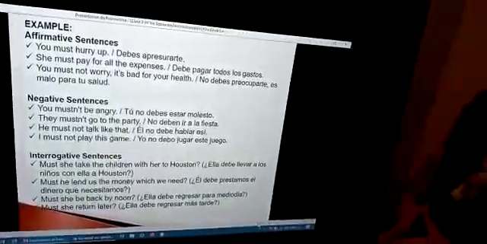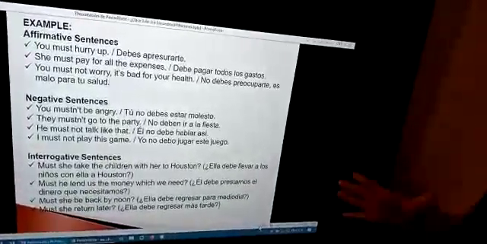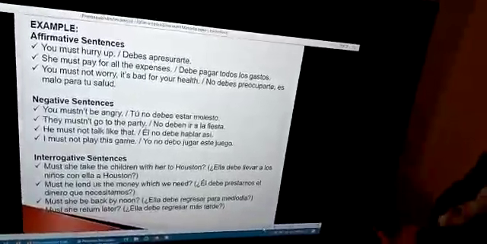Okay, these are examples of the affirmative sense, negative sense, and interrogative sense. Okay?